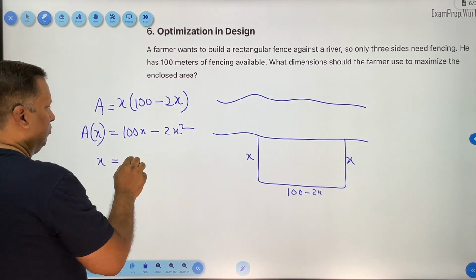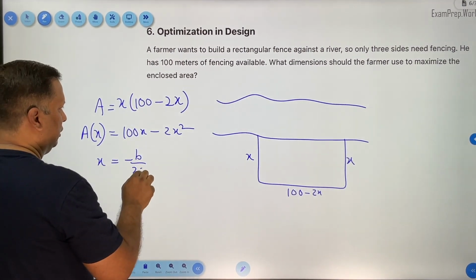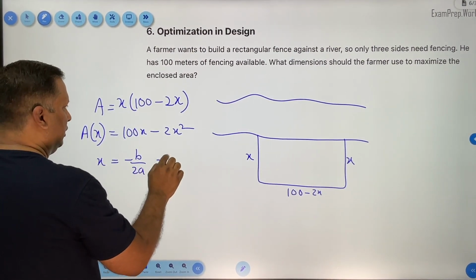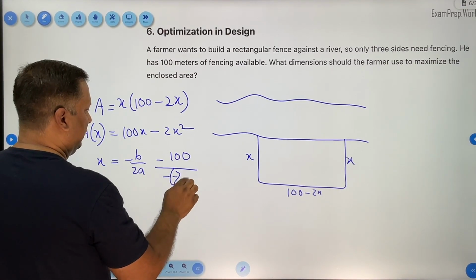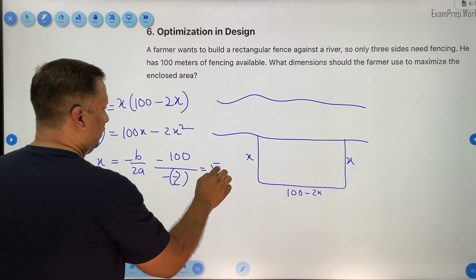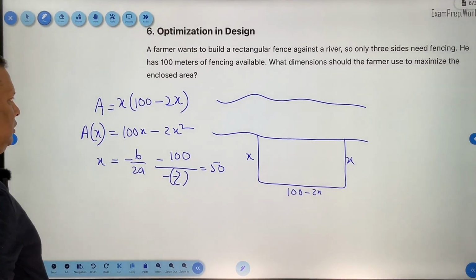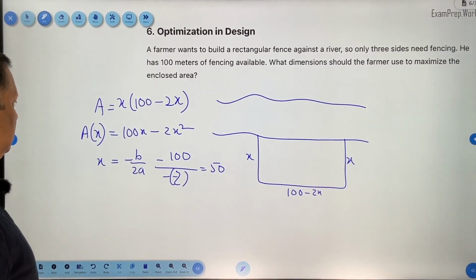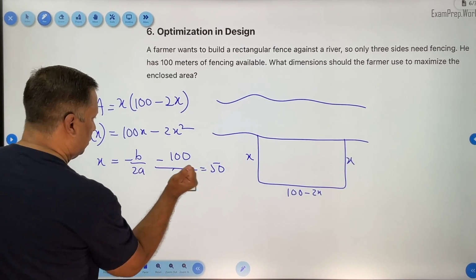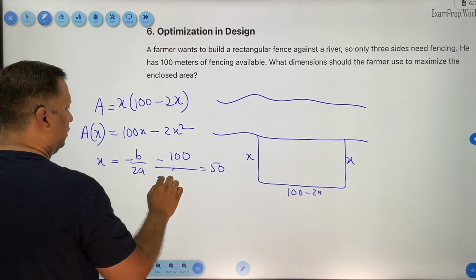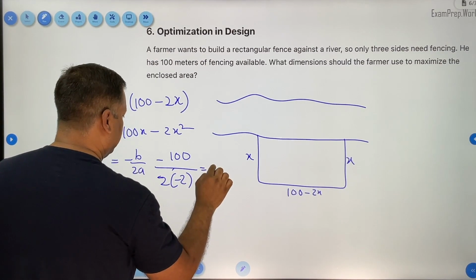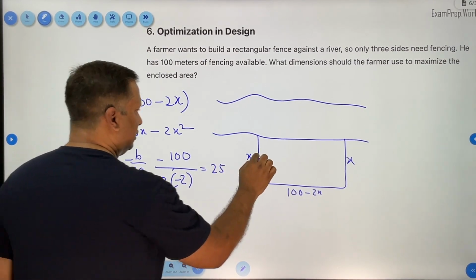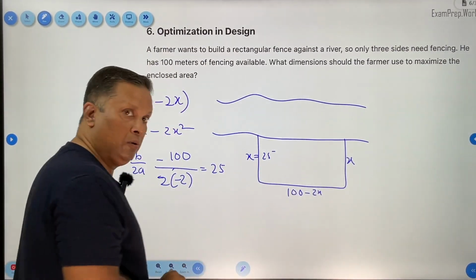x will be equal to minus b over 2a. b here is 100, negative 100 by negative of negative 2, which is 50. How do we get this? No, this is 2a, right? So it is 2 times negative 2, 100 divided by 4 is 25. So this is 25, okay.